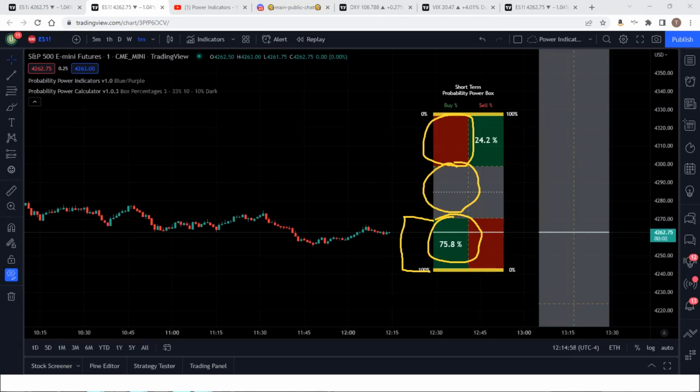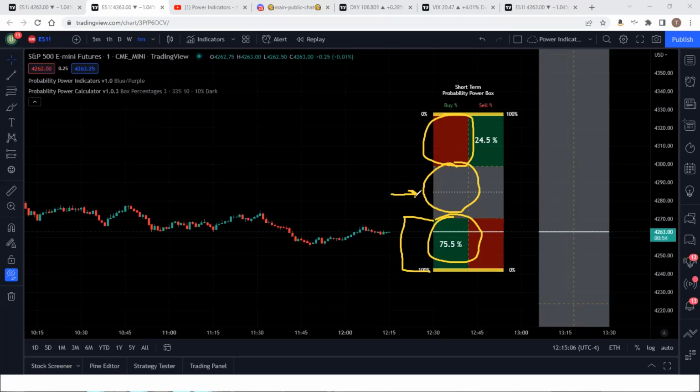When the price is in the gray zone, that is when you have more of a 50-50 chance directionally. You really have no edge. There's no high probability that the price is going to go up or the price is going to go down. Price is going to be more sideways in that gray area. When you get into the red zone, that's when there's a higher probability of price going down from that level. Okay, so that's how you use the probability power box.